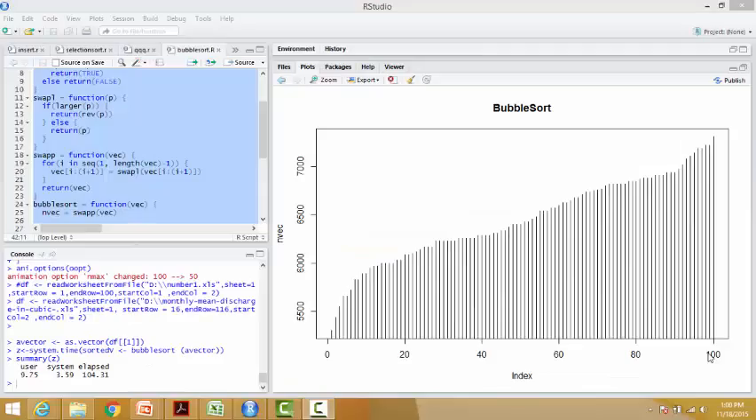For visualization, we are using the R programming language with the tool RStudio. We are taking two real datasets with a data size of 100, and their visualizations are as follows.